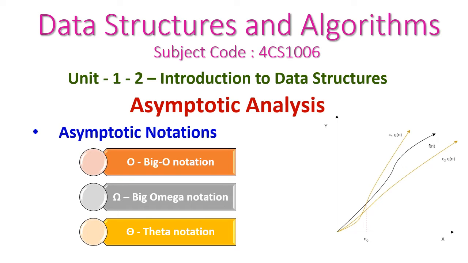Hello friends, in today's data structure class, we will see the next topic from the first unit, introduction to data structure, that is asymptotic analysis, which means analyzing the runtime of algorithms by using asymptotic notations. Here there are three different notations: big O notation, big omega notation and theta notation. Let us see all those things in detail in our class.